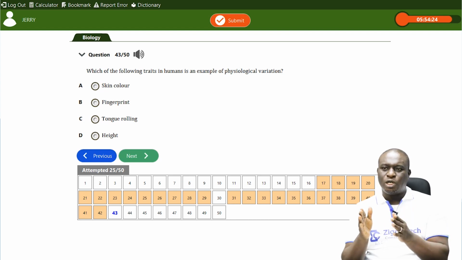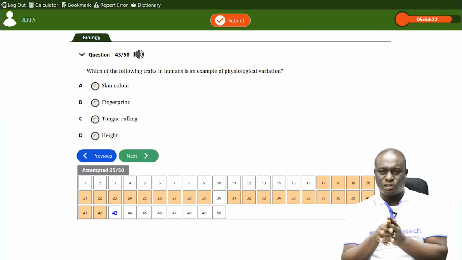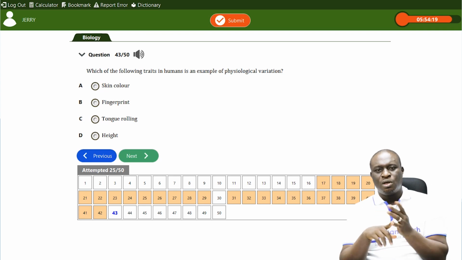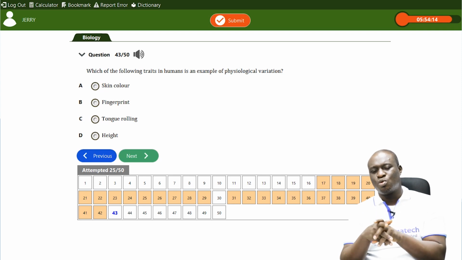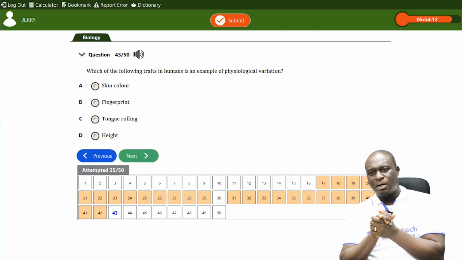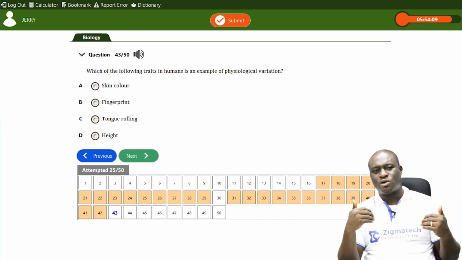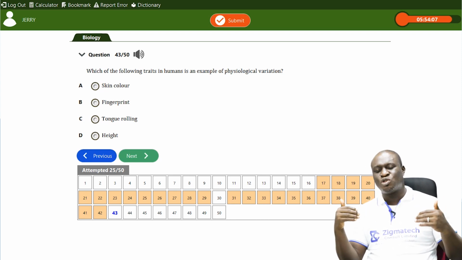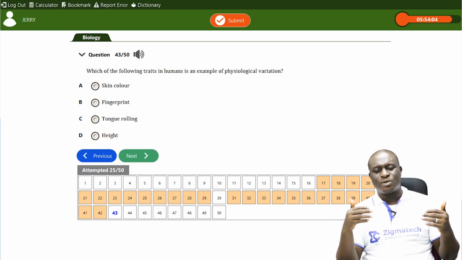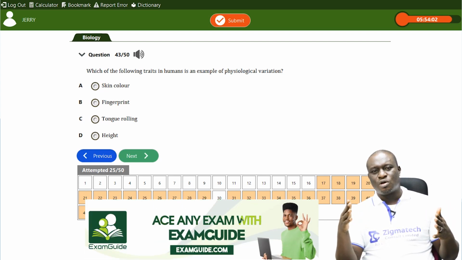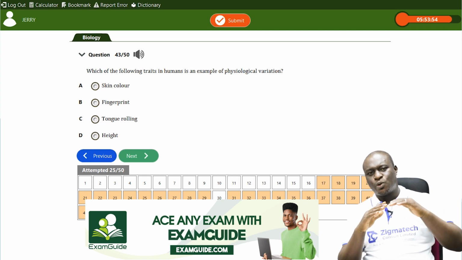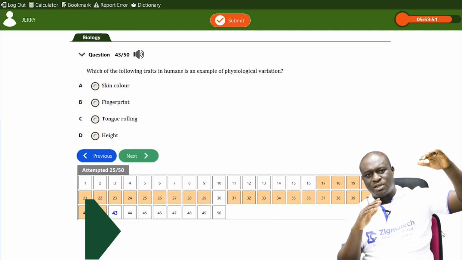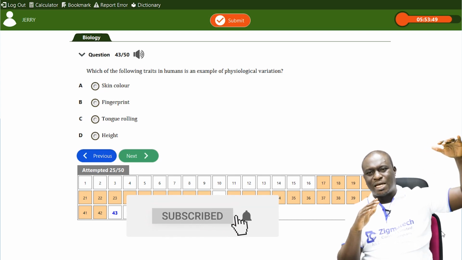Now, if we look at this, we have 2 types of variation. We have the morphological variation, we have the physiological variation. Now, morphological variation has to do with, like we said, the physical changes or observable differences. And these physical observable differences can relate to what we call continuous variation. An example is height. If you're looking at the height, the change is continuous.